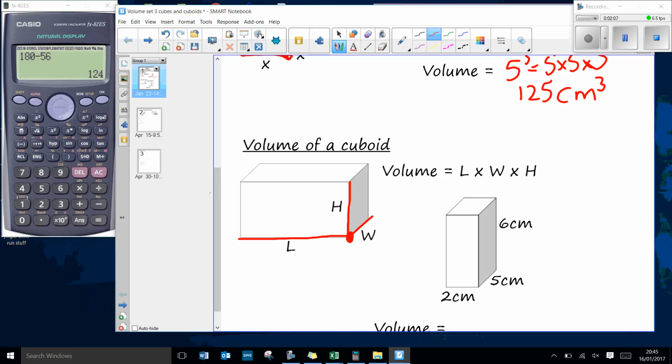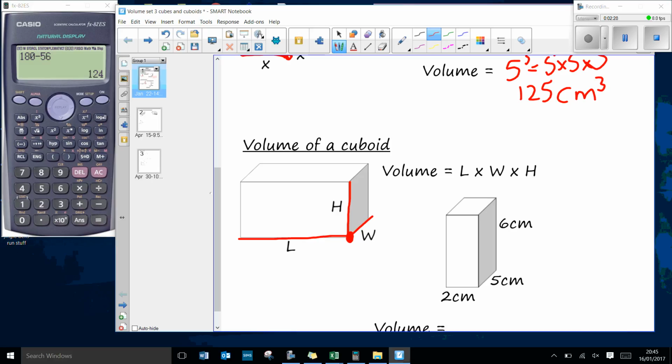Now, please don't focus on the height, the width, the length, which one's which, because we could spin the solid around and we would still have the same volume, but they would have different measurements. So just focus on saying to yourself which 3 measurements meet at one vertex, and you multiply those numbers together.